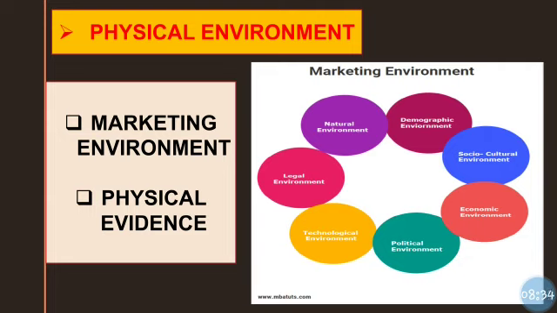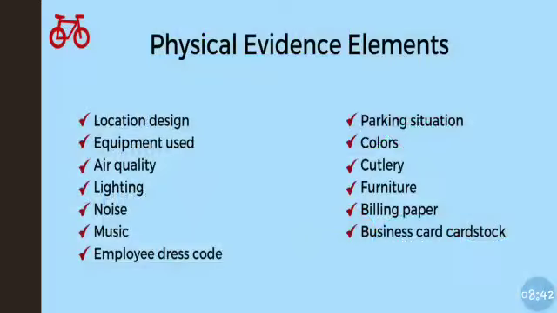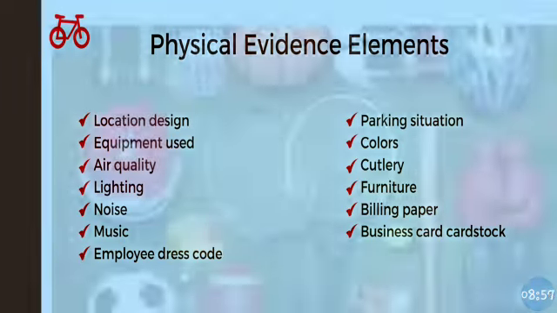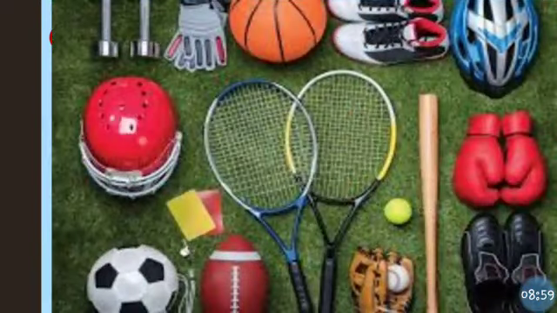So, in the service industry, there are some physical evidences. As shown here, these all are various physical evidence. You can see here location, equipment, then parking, colors, cutlery, furniture, billing work, business cardstock, etc. I'll give you an example.